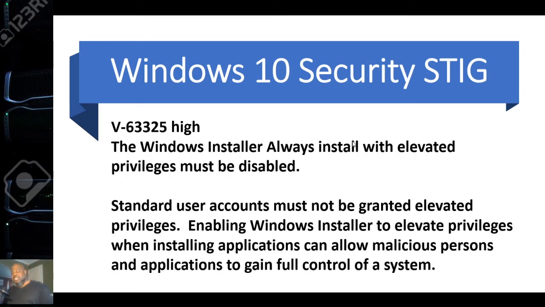So let's go over a few of the highs just to see what they actually look like. That's the vulnerability number, 63325, high. The Windows Installer feature "Always install with elevated privileges" must be disabled. Standard user accounts must not be granted elevated privileges. Enabling the Windows Installer to elevate privileges when installing applications can allow malicious persons and applications to gain full control of a system.